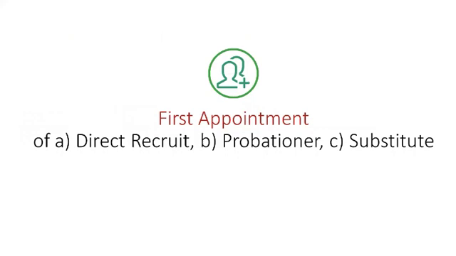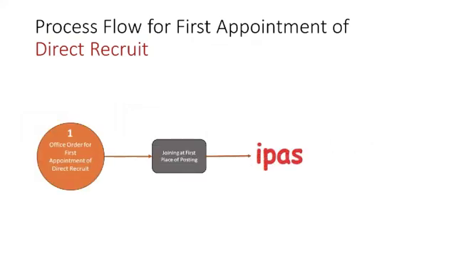First appointment can be of three types. One is direct recruitment without training. Second is probationer or training. And third is substitute. In case of direct recruit without training, the flow would be this. The person reports at your end. This is the event. He joins at the place. You mention the joining date, which triggers it, and data is updated to both HRMS and iPass.